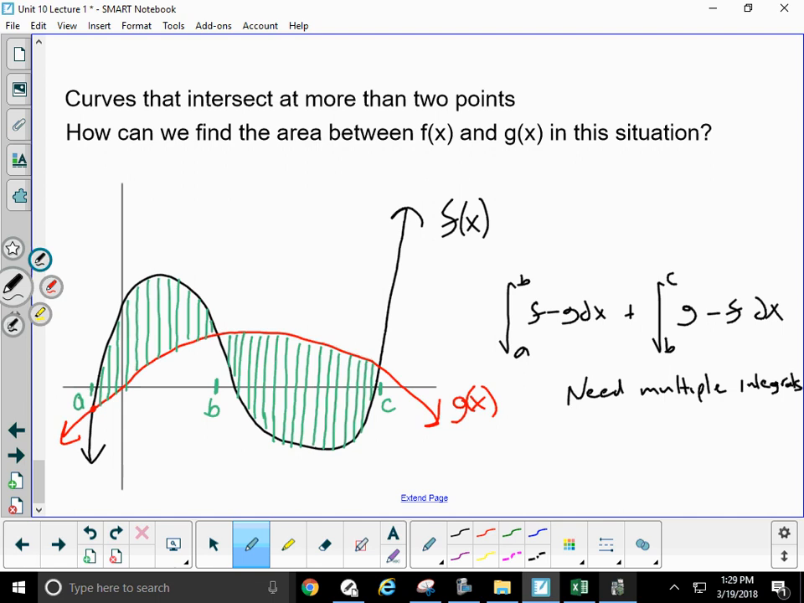But actually, I could do this with one integral from A to C. Discuss with your neighbors. Try to come up with an expression that I could put in that integral so that that area is the correct area and is the same as this here with two integrals.